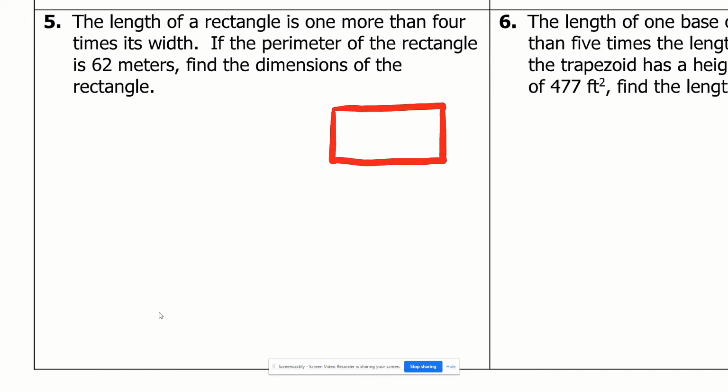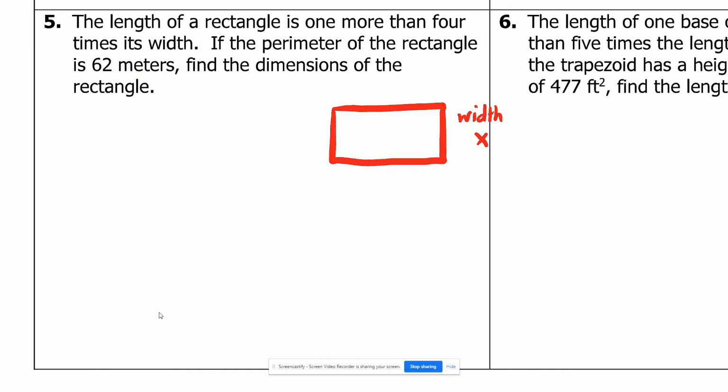Length is being compared to the width. So what does that mean? We know the width, don't we? If length is being compared to the width, we know the width, it's what? The width is x. Are you with me? If you wanted to call it another variable, you could. But I'm just going to go with x. The width is x, because length is being compared to it.